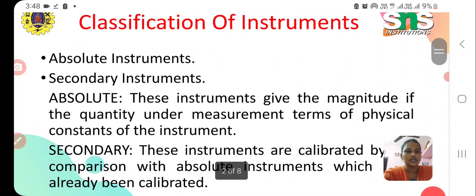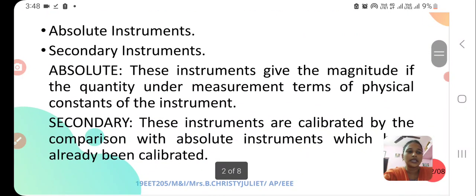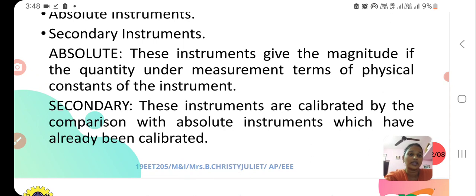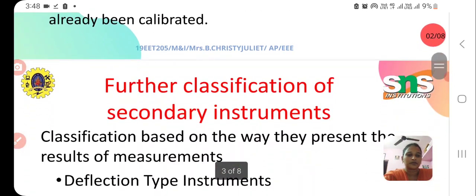In general, instruments are classified into absolute instruments and secondary instruments. Absolute instruments give the magnitude of the quantity under measurement in terms of the physical constants of the instruments. As the name implies, absolute instruments are like a direct method of measurement, whereas secondary instruments are calibrated by comparison with absolute instruments which have already been calibrated. Hence, secondary instruments are like an indirect method of measurement.